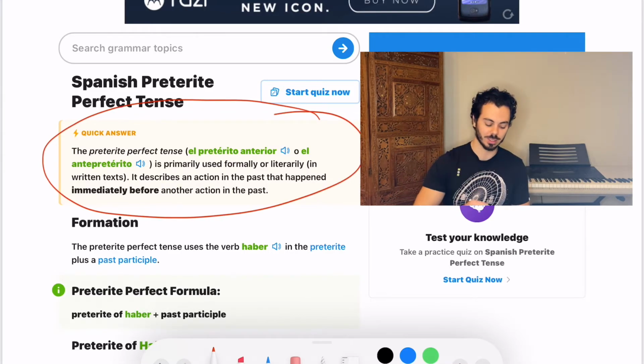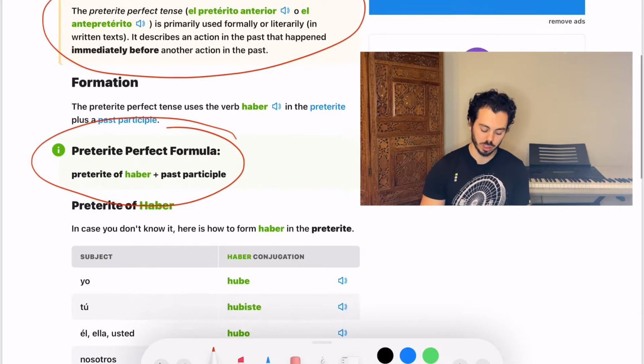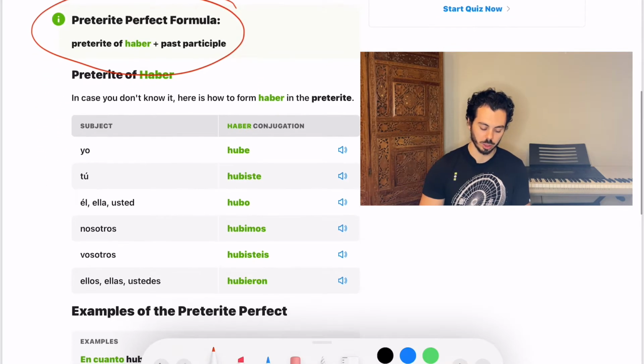The best of tenses. The Preterite Perfect tense, or el pretérito anterior, or el antepretérito, is primarily used formally or literally in written text. It describes an action in the past that happened immediately before another action in the past. So here we have the formula, preterite haber plus past participle. These are a combination of two verbs.